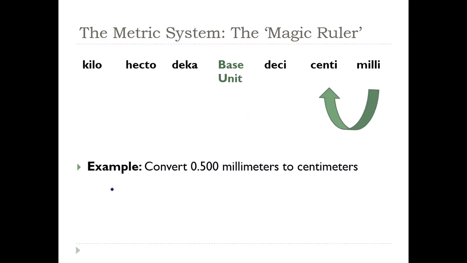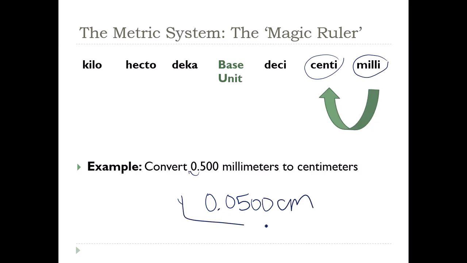So, for example, let's say we wanted to convert 0.5 millimeters, so we'd be here, and go to centimeters. So we want to move 1 time to the left. So we have to move our decimal place 1 time to the left. So this would be equivalent to 0.0500 cm. So that's all we do. Move the decimal place the same number of times and in the same direction.